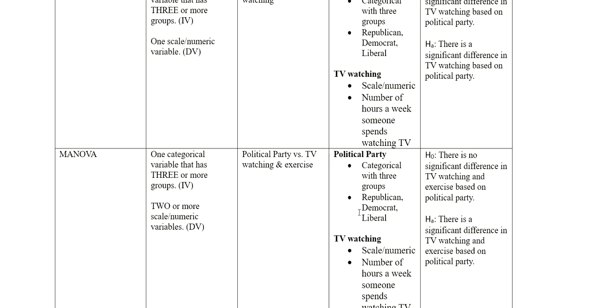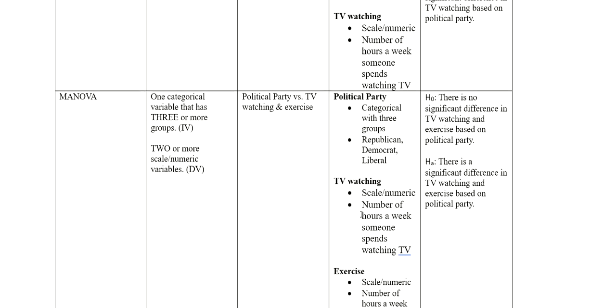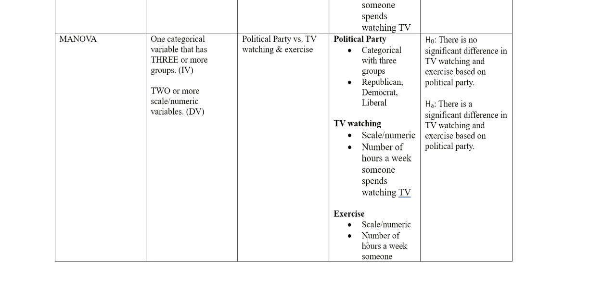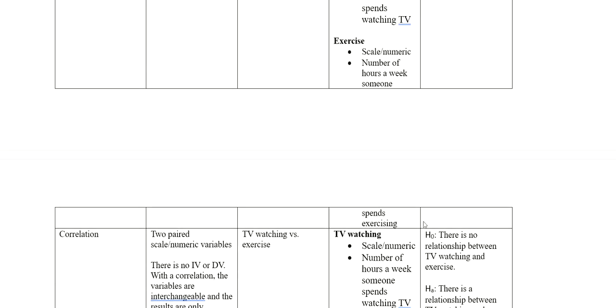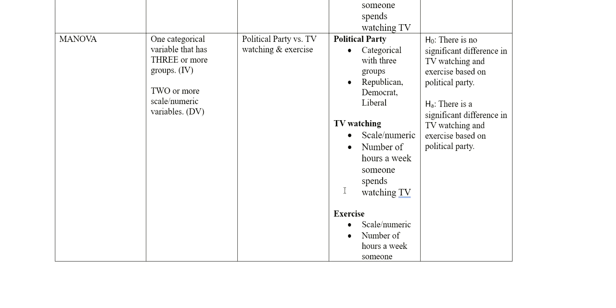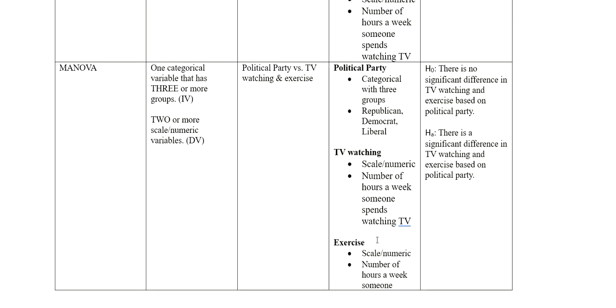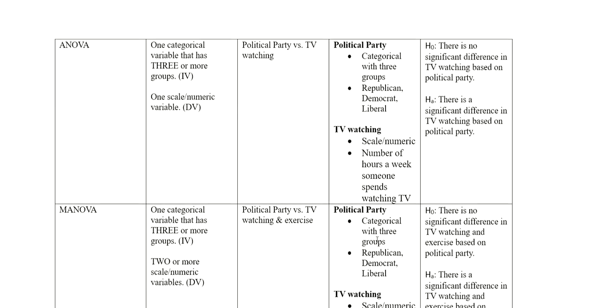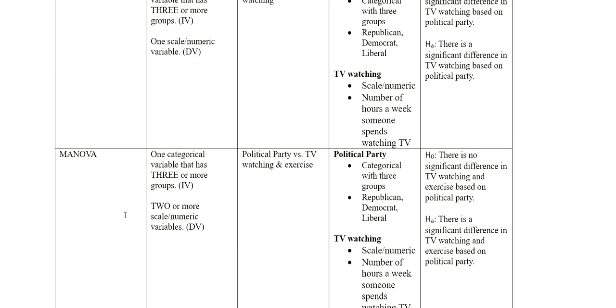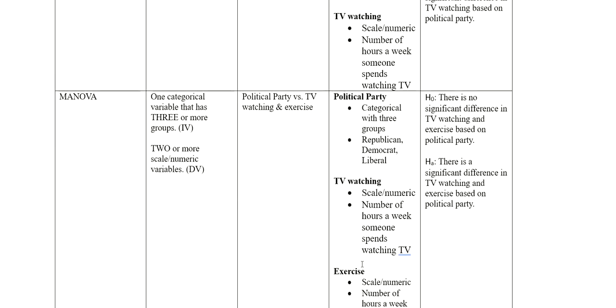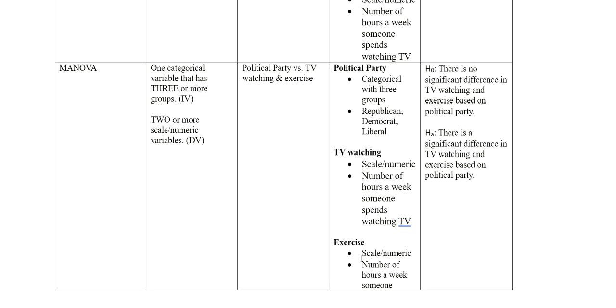The only difference is that we now added a third dependent variable, exercise. Now important, this dependent variable has to be scale numeric. So for this example, it's the number of hours a week someone spends exercising. So that is our second dependent variable that is scale/numeric. And that's what makes the difference between the ANOVA versus the MANOVA, is that you have this extra dependent variable down here.